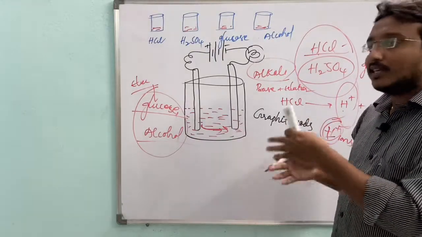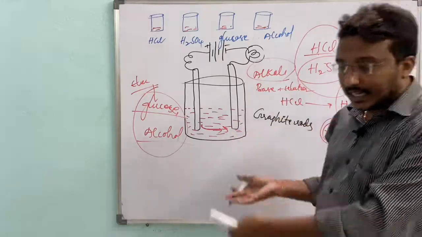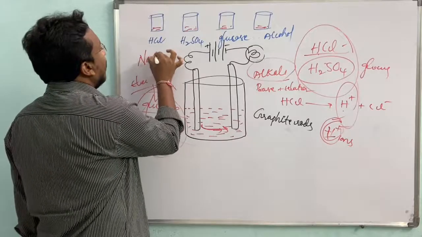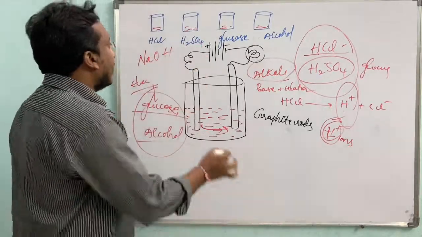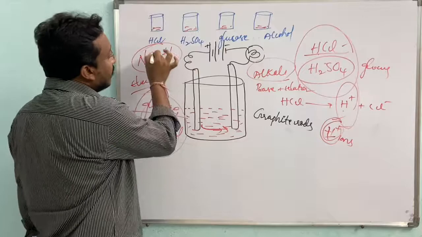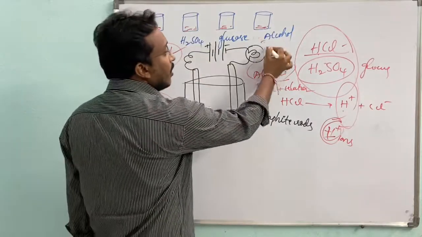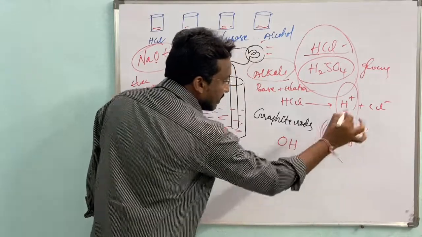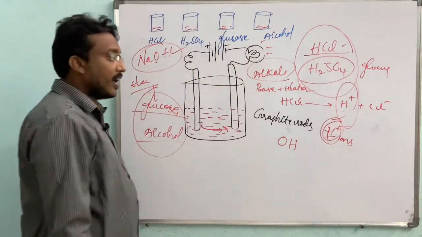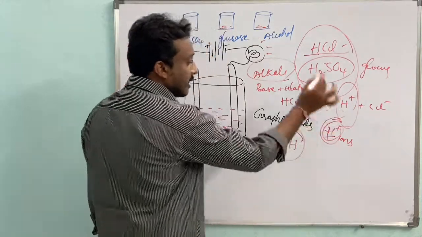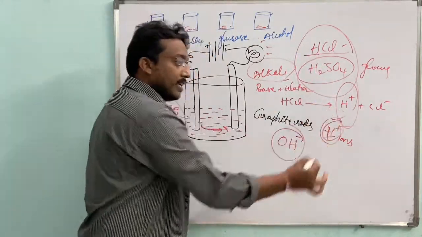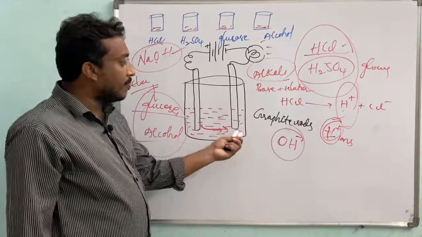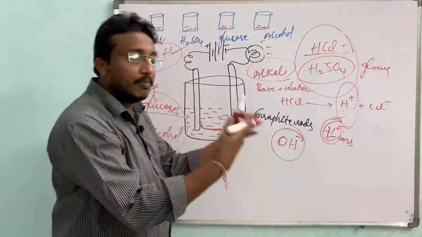Those which are soluble in water, you can take. For example, here I have taken sodium hydroxide. When electricity passes, in this case also the bulb will glow. That means in this case OH is released. The OH ions release OH minus. Because of OH minus ions, bases are basic in nature.